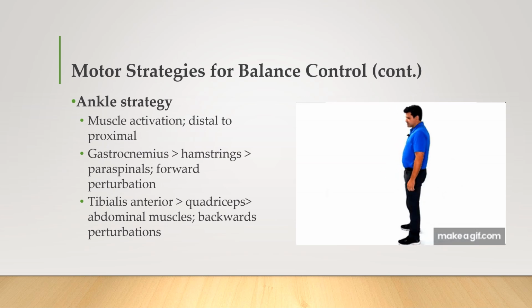And some of the ones that you're going to activate, with these small anterior posterior perturbations, would be something like the gastrocnemius, the soleus, the tibialis anterior, and then as you move further up the chain, the hamstrings and the paraspinals for each of those perturbations.